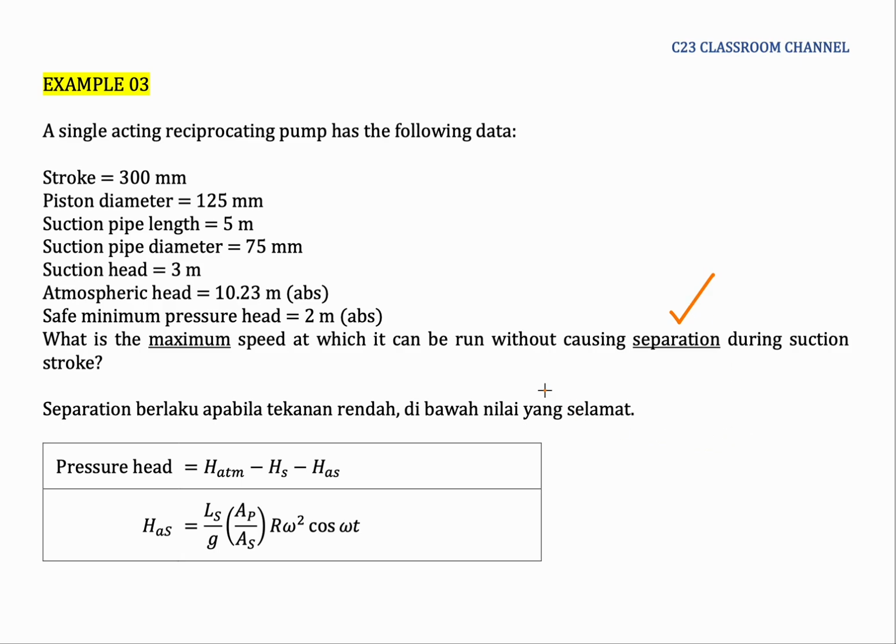And then in this question we need to calculate the maximum speed, because if it exceeds the maximum speed, maybe separation can occur. So we calculate the pressure head here. The pressure head, as we discussed previously, can be calculated as H atm minus suction head and also minus the acceleration head. And then the acceleration head can be calculated by using this equation.